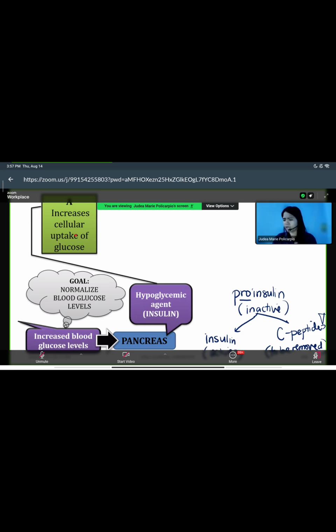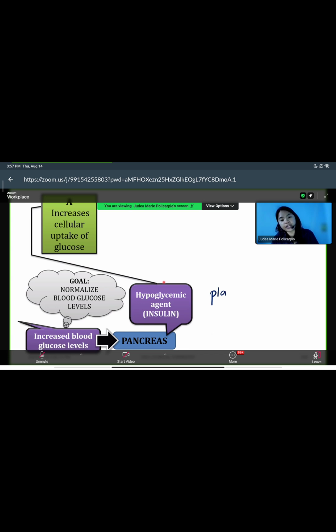Ano daw yung gagawin ng ating insulin? They will increase daw the cellular uptake of your glucose. Okay, so ano ibig sabihin nun? Okay, ito yan. Di ba 30 minutes after natin kumain, ang glucose natin sa plasma, ang glucose natin sa blood ay tataas. Okay, so laging tatandaan ha. Di ba 30 minutes after natin kumain, you get to have a postprandial hyperglycemia. Mag-i-increase ang glucose levels natin in the blood.